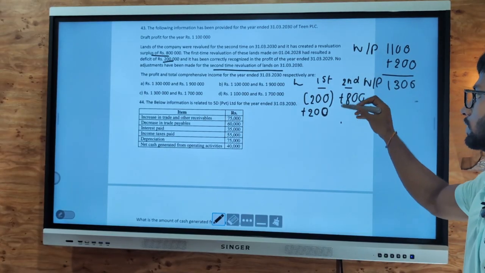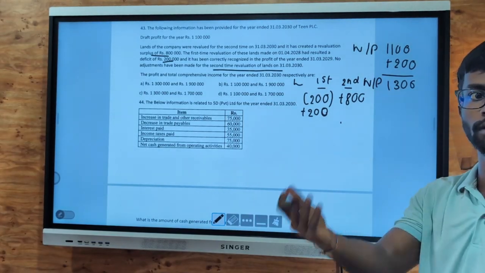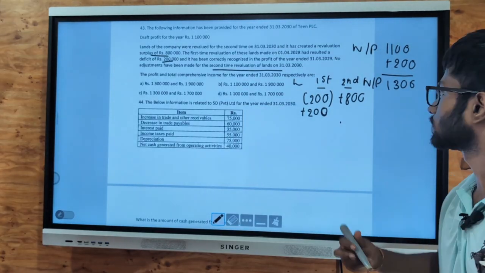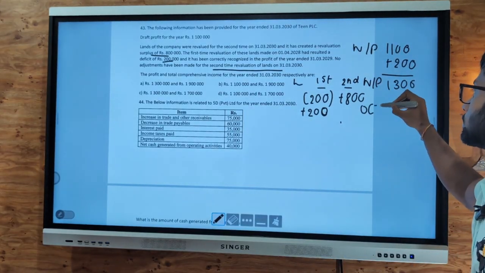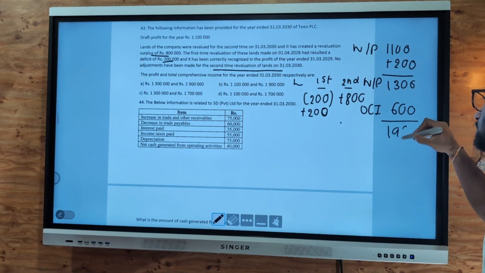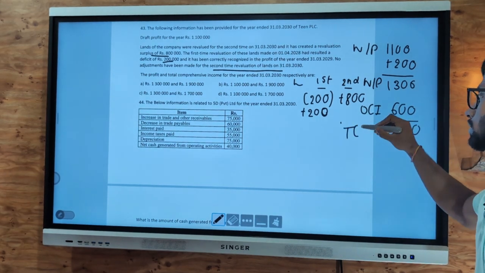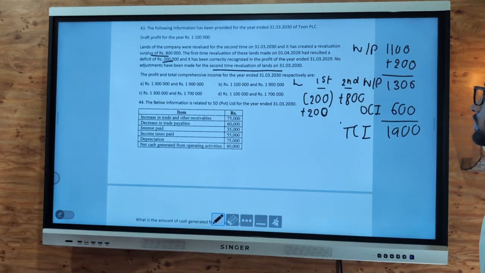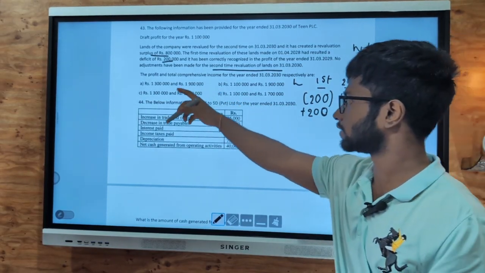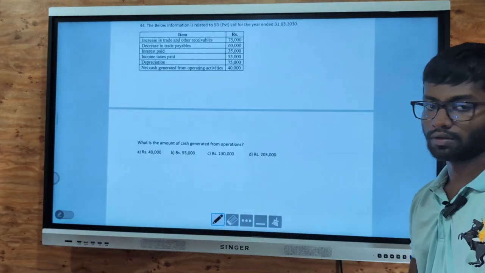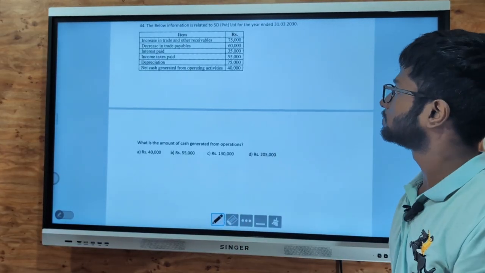Now from this, when we remove 200, how much is remaining? 600. So that will be the actual gain. The actual amount which goes to your other comprehensive income is 600. So then you get total comprehensive income 1900. So it should be net profit 1003, total comprehensive income 1009. So answer number 8. Then we have the last question for today.